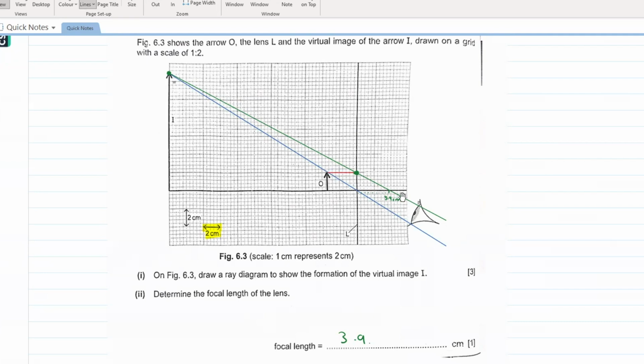And then you extended this green ray to calculate the focal length. Simple as that. If you need further explanation of this question, you can ask in the chat below.